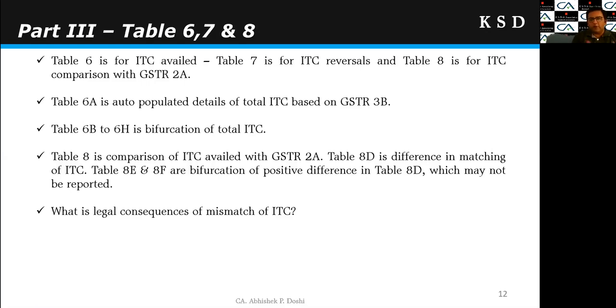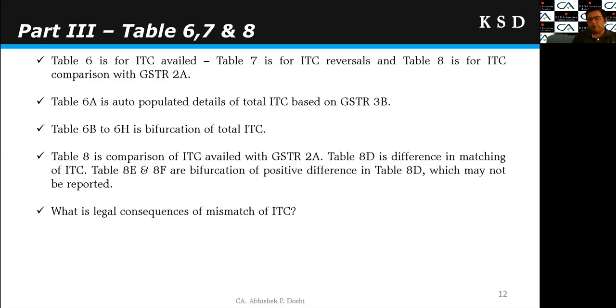Then there is the importance of Table 8. In Table 8, broadly we are making a comparison of the GSTR 2A and ITC availed in the GSTR 3B. First of all, if there is a difference, in 99% of cases there will be a difference, because a 100% tally with GSTR 2A will not be possible. If there is a negative difference, that means we have availed credit higher than that reflected in GSTR 2A. And if there is a positive difference, it means there is a higher credit in GSTR 2A.